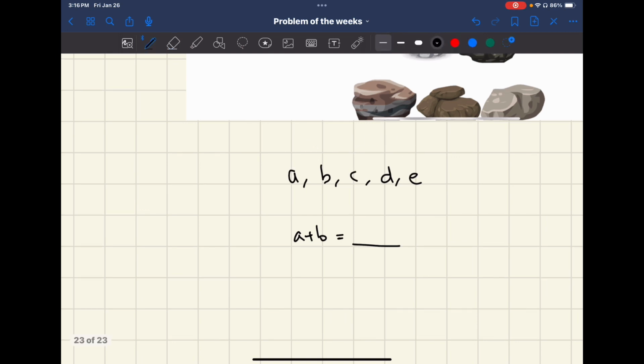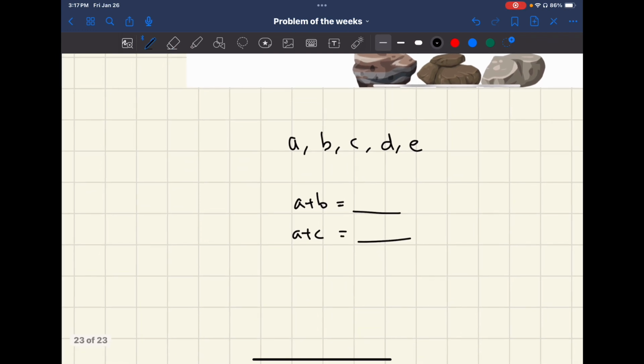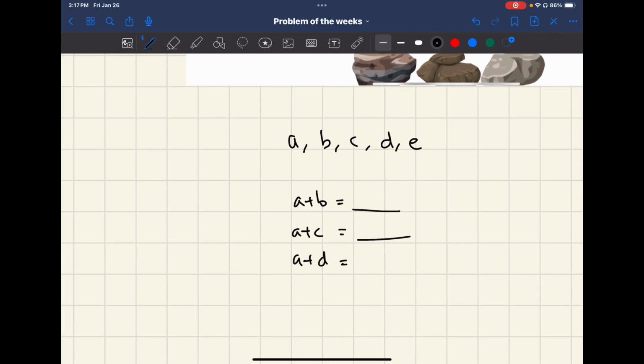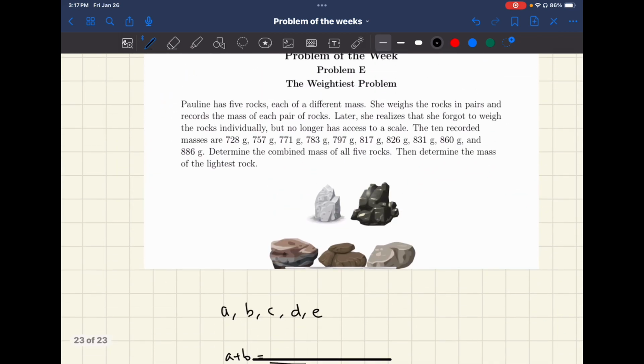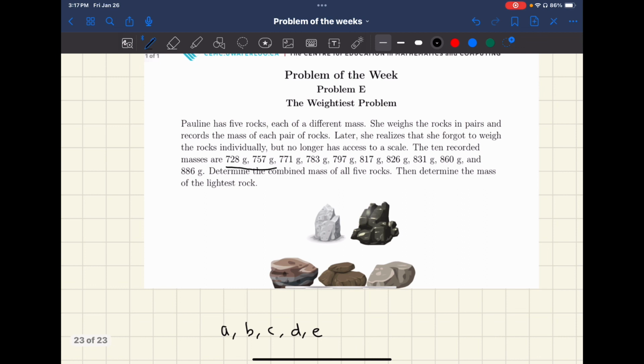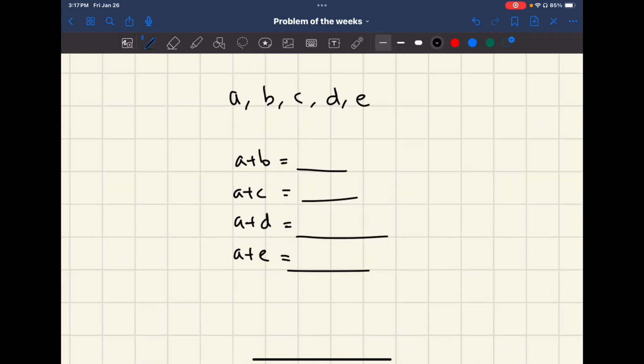So we know that A plus B is going to equal some mass. Let's just say A plus C equals some mass. A plus D equals some mass. And then A plus E is going to equal some mass, right? And these masses are going to be one of the masses up above.